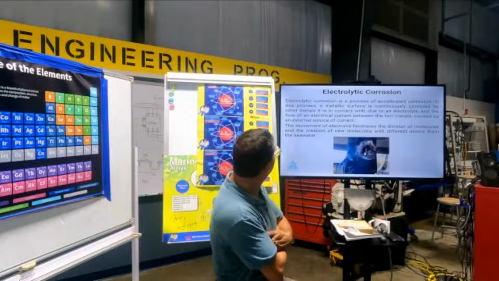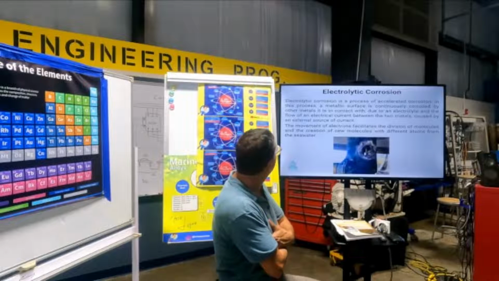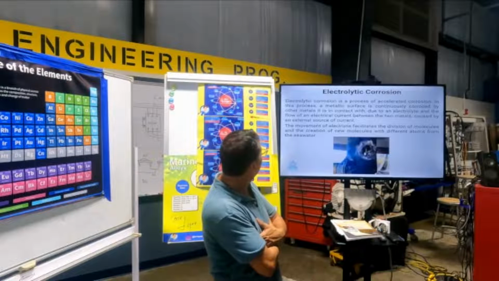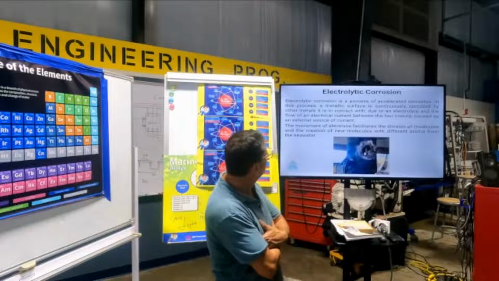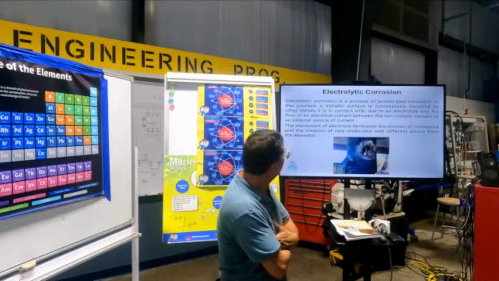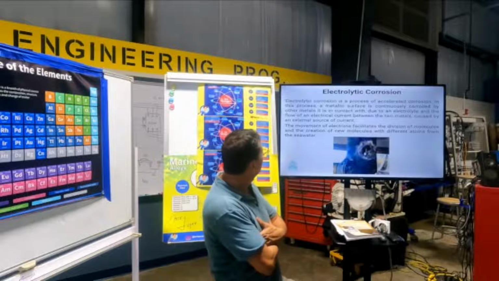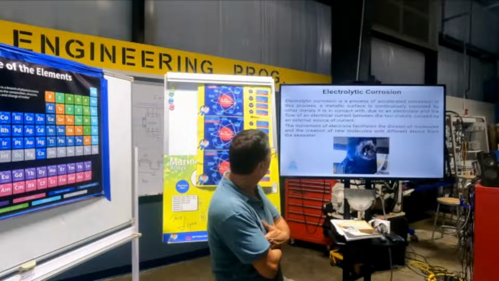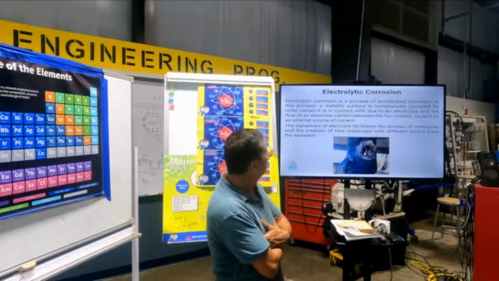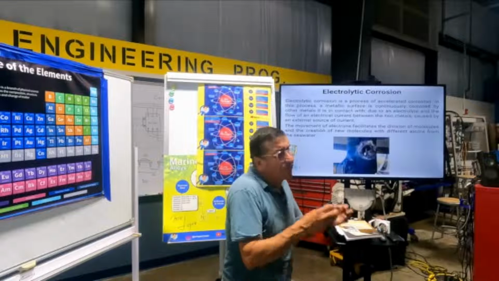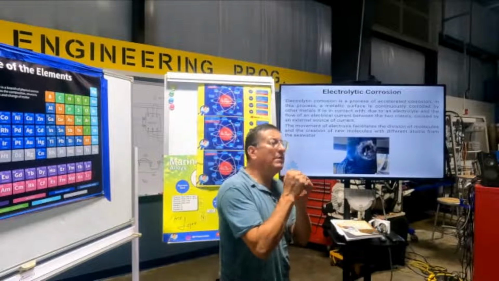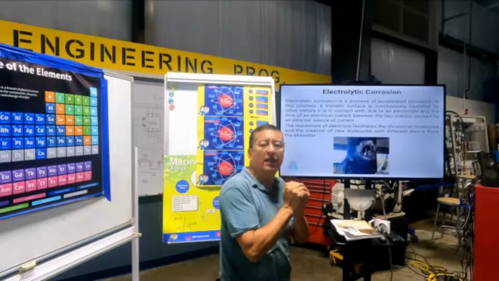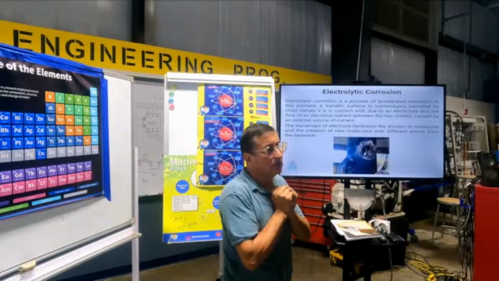Electrolytic corrosion is a process of accelerated corrosion in which a metallic surface is continuously corroded by other metals in contact with it, due to the electrolyte and the flow of electrical current between the two metals caused by an external source of current. The movement of electrons facilitates the division of molecules and the creation of new molecules with different atoms from the original part. What is the meaning of that? When you have dissimilar metals, one metal is more noble than the other, and the more noble will attack the less noble. This is galvanic corrosion. No problem.